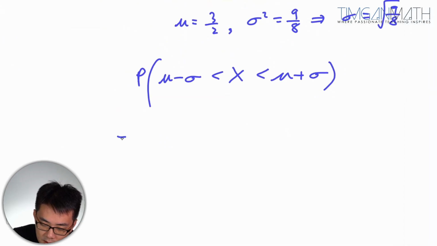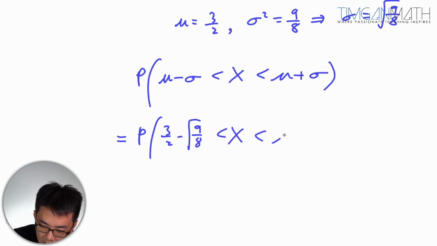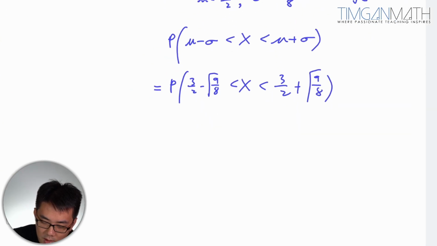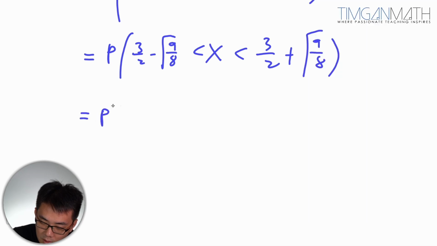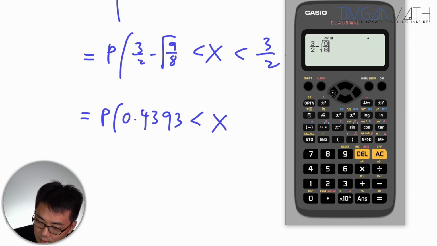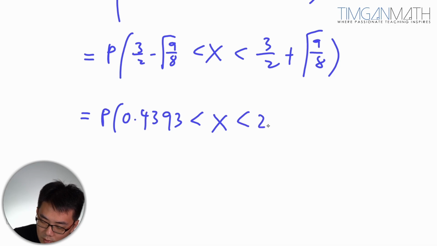Okay, this case here is pretty okay. P(3/2 minus square root of 9/8 < X < 3/2 plus square root of 9/8). What we get is 3/2 minus square root of 9/8, 0.4393, and if you add, 2.5606.